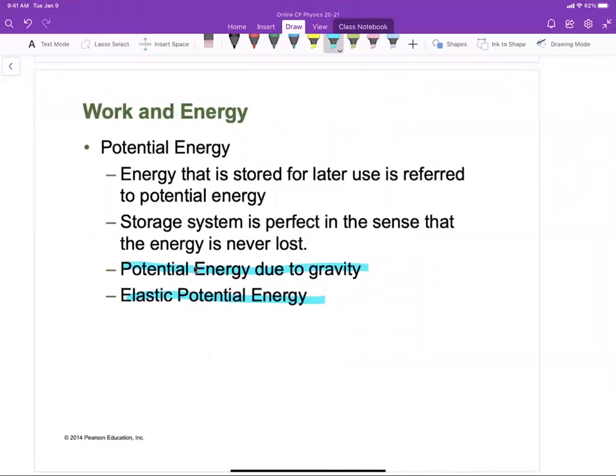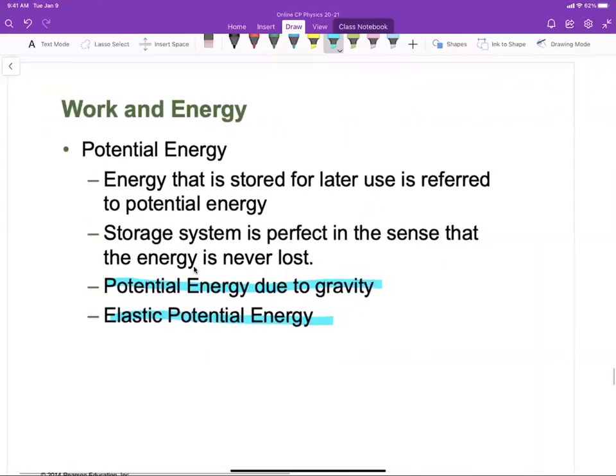So we have a new type of energy that we may have seen. We have this person that has climbed up a ladder and been brought up to the top of a cliff by a crane. And what type of energy does that person have? They have potential energy due to gravity.